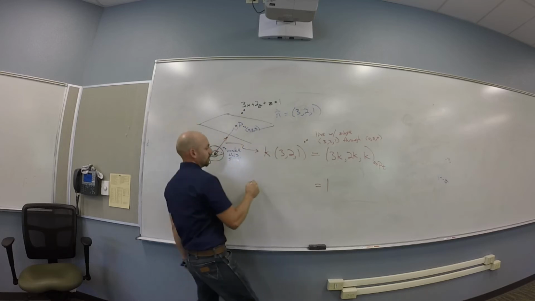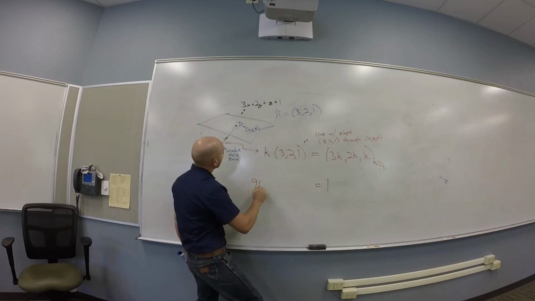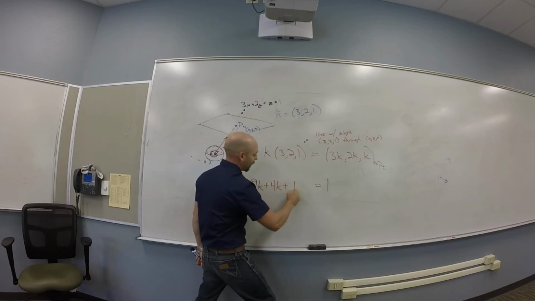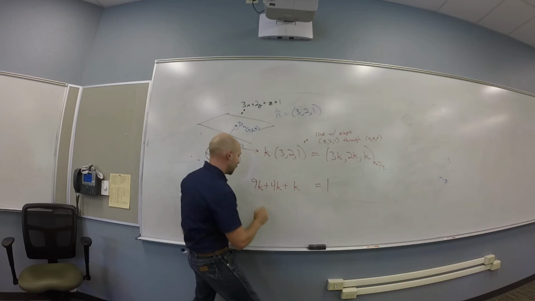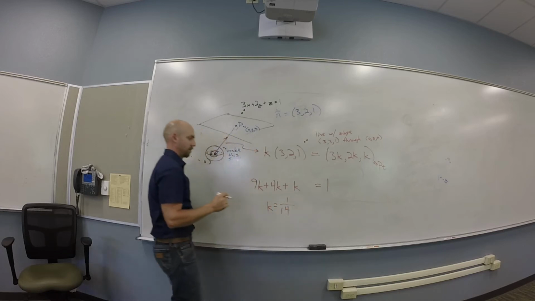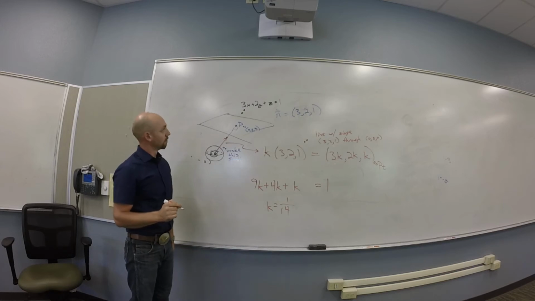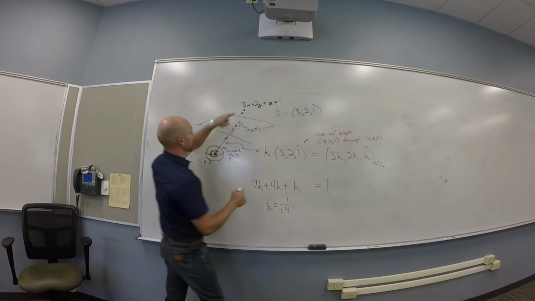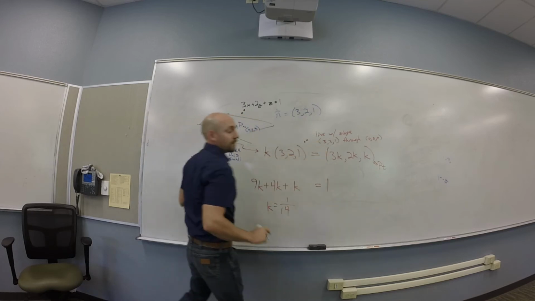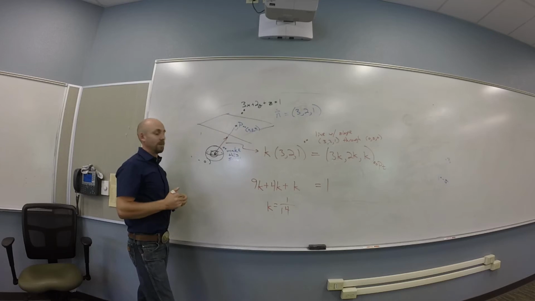So we have gain 1/14 K. So I'm getting 9k plus 4k plus k. 4k plus k is 1, so k is 1 over 14. Wait, why are those squared? Those coefficients, the 9, 4, and 1? Oh, those are squared because 3x times 3k is 9k. You guys all good with that?